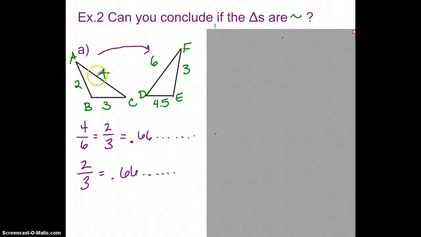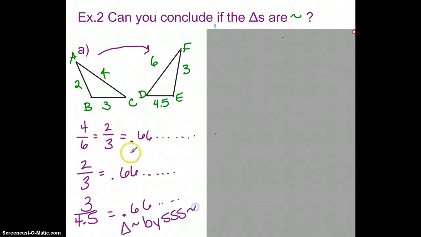So my last one would be, the middle one here would be 3, and the middle one here would be 4.5. Now this is where it may be really helpful to actually take it and divide it out in your calculator. So if I were to divide this, it'd end up being that 0.666 that keeps repeating. So these would be triangles similar by side similarity. Has to be all equal to the same ratio, or if you want to put it in decimal versions to make it easier to look at, that's fine.